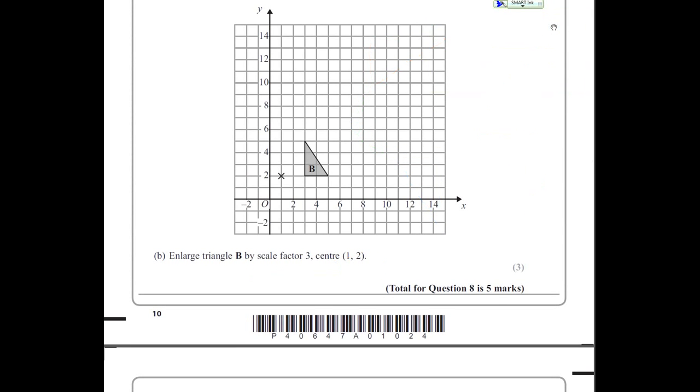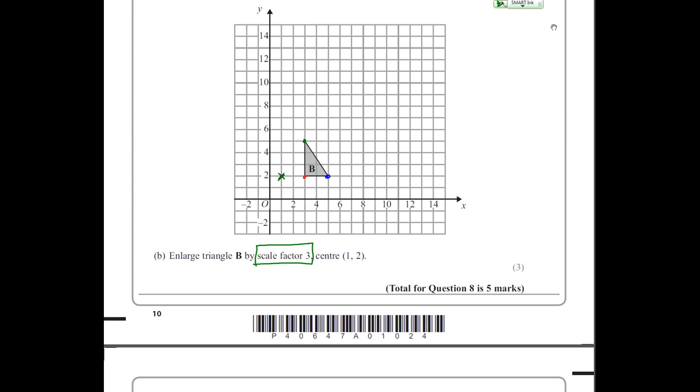We've got another transformation. This time it's an enlargement, and it wants us to enlarge triangle B by a scale factor of 3, and the centre of enlargement is drawn on as a cross, and it's the coordinate 1, 2. So what we need to do is take each point of the triangle, and think these are all going to move. Now, to see where they move to, you have to multiply by 3 how far away they are from the cross, which is your centre of enlargement.